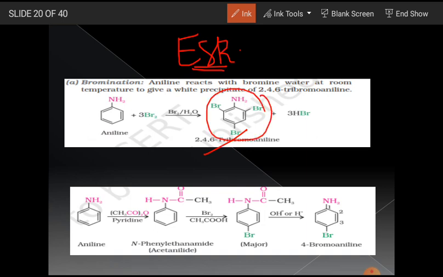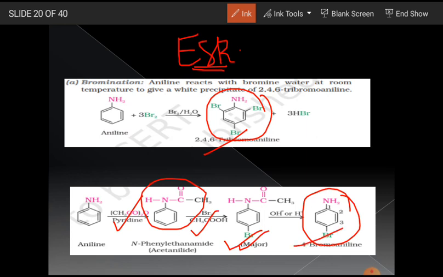But if we have to get only one product at a time, then what we should do? The first step is we have to treat it with (CH3CO)2O, that is known as acetic anhydride, and whatever product we are getting over there, treat it with Br2 in CH3COOH. We will be getting this as the major product, and that on hydrolysis will give us 4-bromoaniline. So this reaction you have to learn by heart. Sometimes they can ask, how can we get this single product?